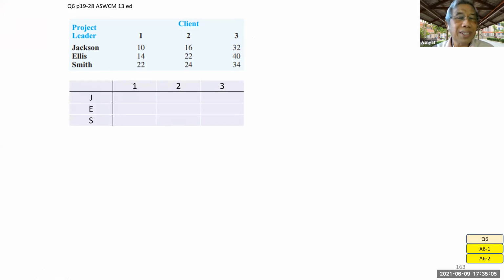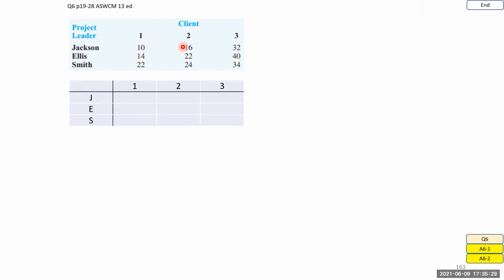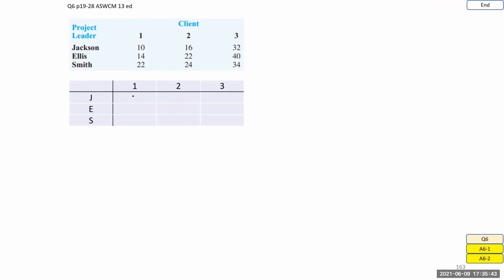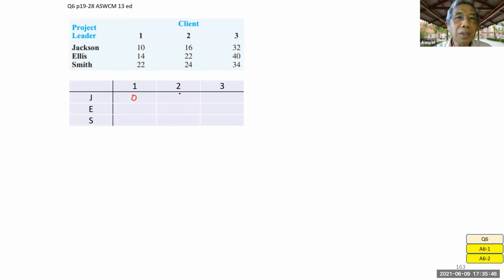Okay, can you draw this simple table quickly? Row operations. Look at the row by row. This is the information I already reproduced here. How to do the row operation? Subtract the minimum. Take the minimum. The minimum is 10. Subtract 10 from 10, 10 from 16, 10 from 32. So what do we do? 0, 6, 0, 6, 22.